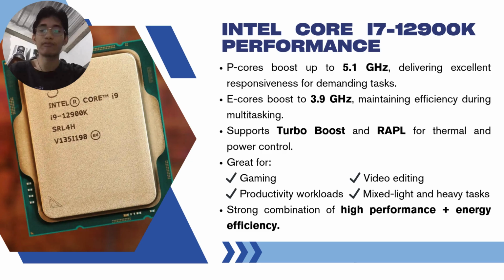In terms of performance, the P cores can boost up to 5.1 GHz, giving excellent single-thread performance for demanding tasks. The E cores boost up to 3.9 GHz, efficiently handling multitasking. Intel also uses Turbo Boost and RAPL to manage power and prevent overheating. Because of these features, the 12900K performs very well in gaming, video editing, productivity, and even AI-assisted tasks. It delivers a strong balance between performance and efficiency, which is the main advantage of its multi-core design.